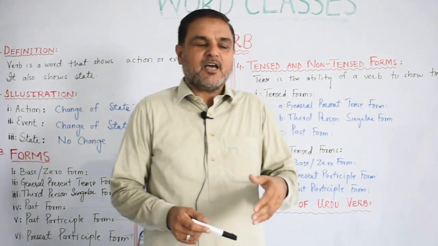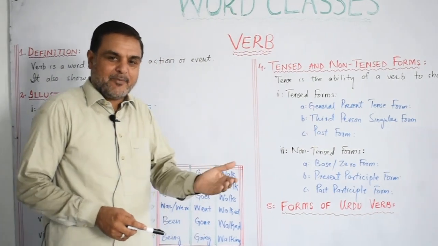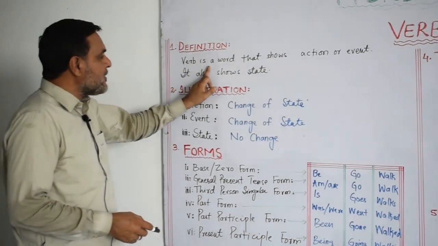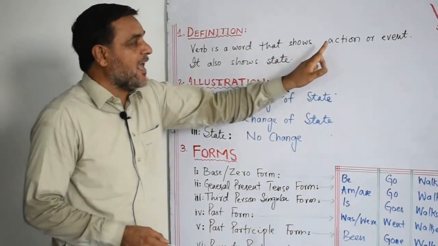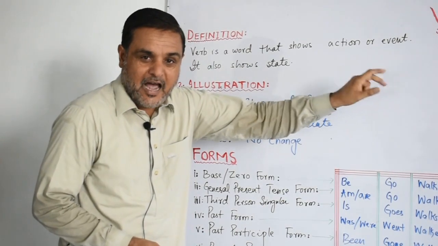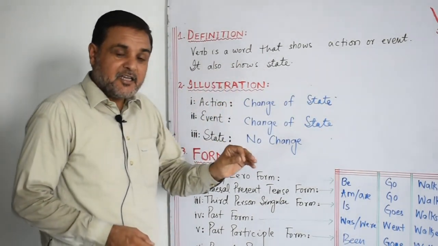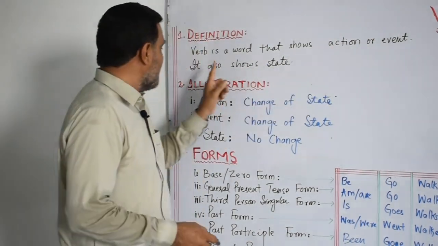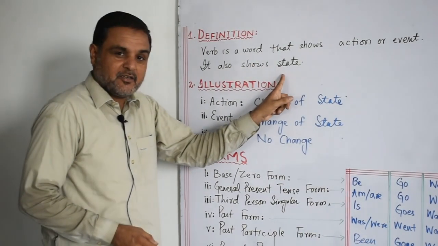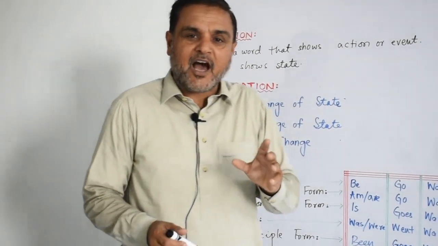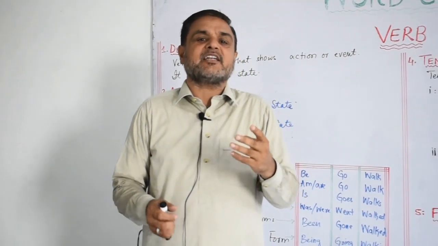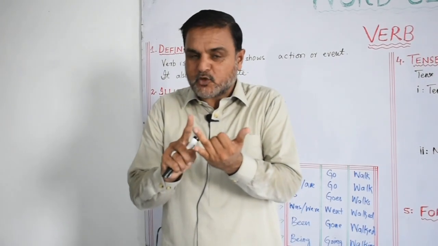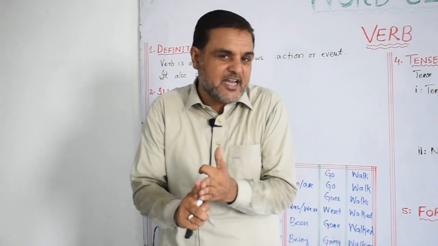We are going to begin with a simple definition of verb right in the beginning, and here it is. What is verb? Verb is a word that typically shows action or event. It also shows state. So according to this definition, there are three major functions that are performed by verb. Verb shows action, verb shows event, and verb shows state.